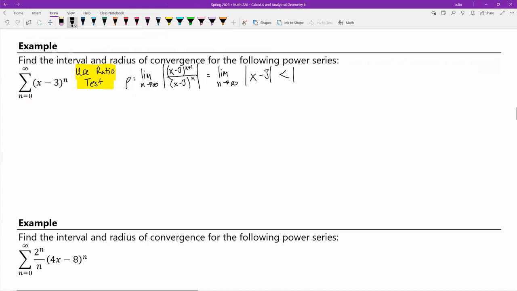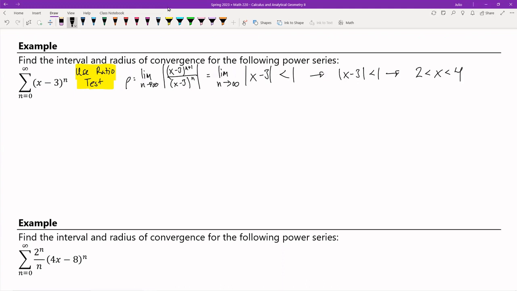Now, notice how the limit portion, this bit, right? There is no n left in here inside the operation for the limit to do anything with. This implies that just so long as |x minus 3| is less than 1, it's convergent. And if you solve this out, you're going to get 2 less than x less than 4.